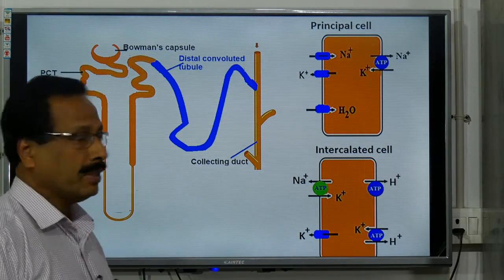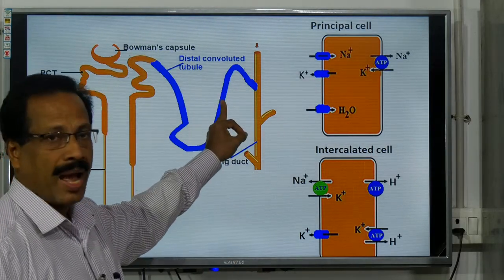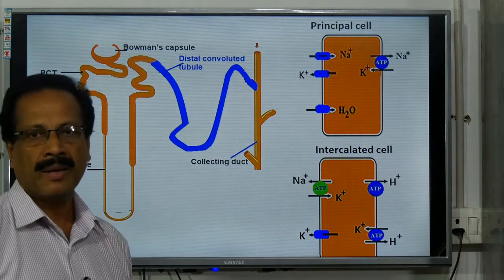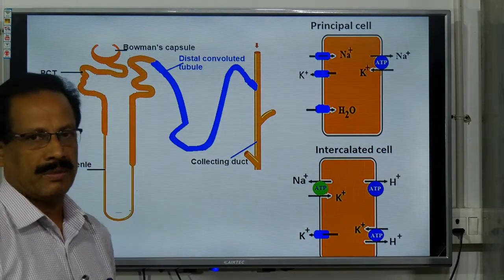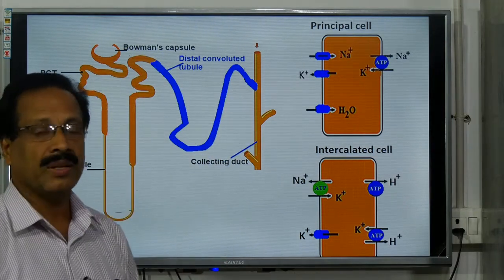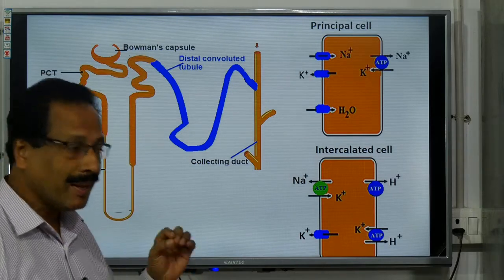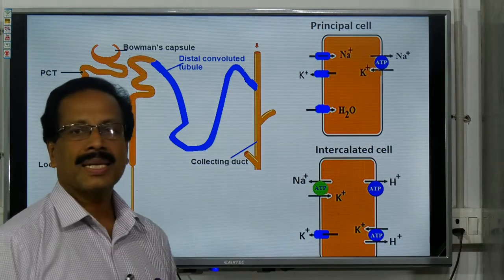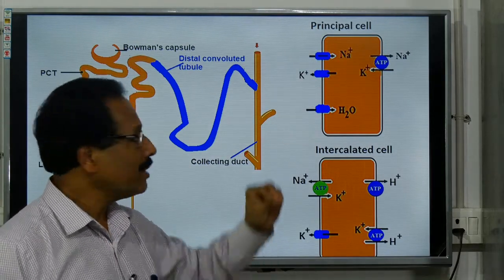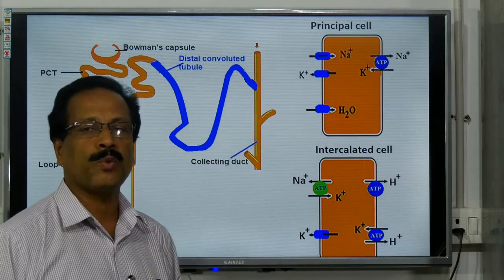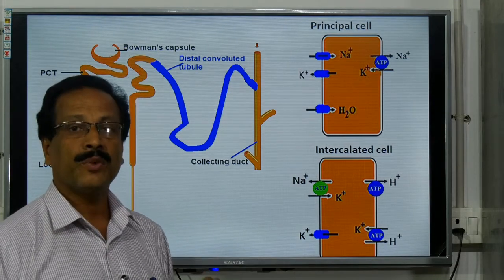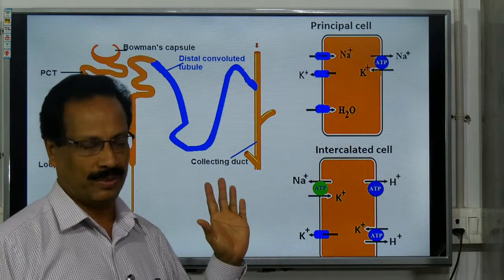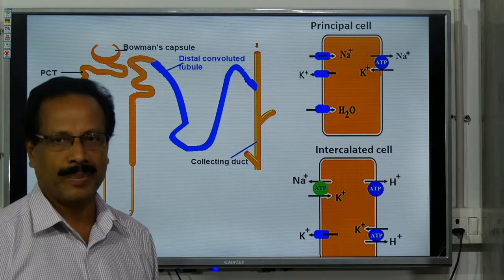These two parts, the late distal convoluted tubule as well as the collecting duct, have two types of cells. All other parts of the kidney nephrons have only a single type of cell. But here, there are two types of cells, principal cells as well as intercalated cells. The principal cell is responsible for water reabsorption under the influence of antidiuretic hormone. How is this happening?